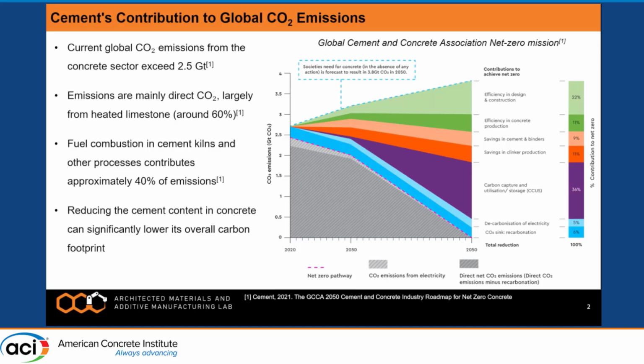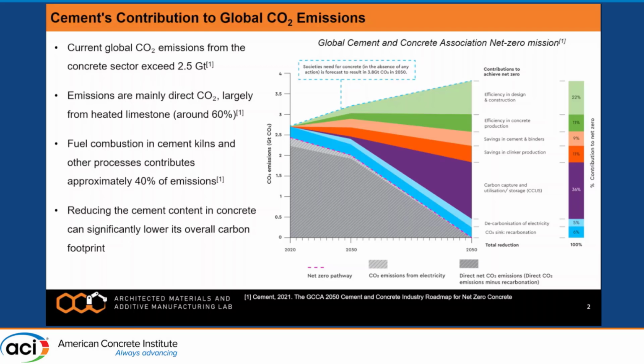So, concrete production emits over 2.5 gigatons of carbon dioxide annually, and approximately 60% of these emissions come from the limestone calcination in the cement production, with the remainder coming from fuel combustion in cement kilns and other processes. Cement alone is responsible for 7 to 8% of anthropogenic carbon dioxide emissions, which is quite a big number for one single construction material.